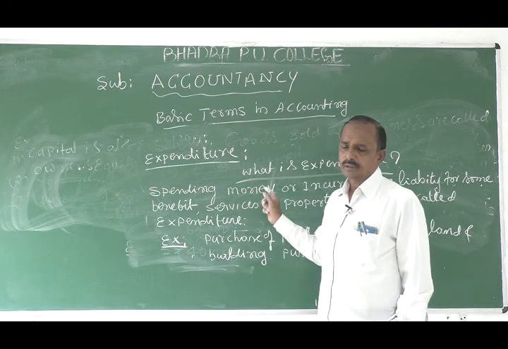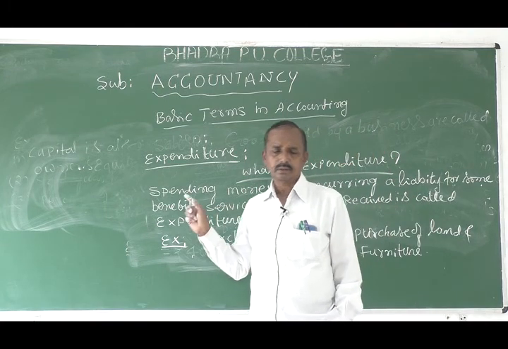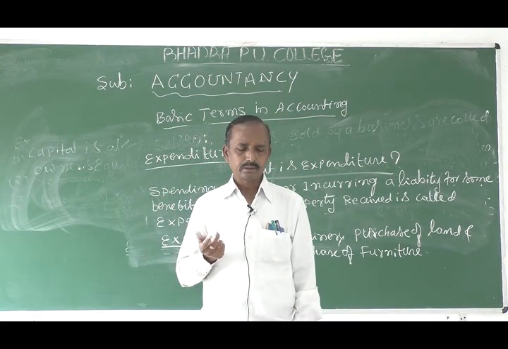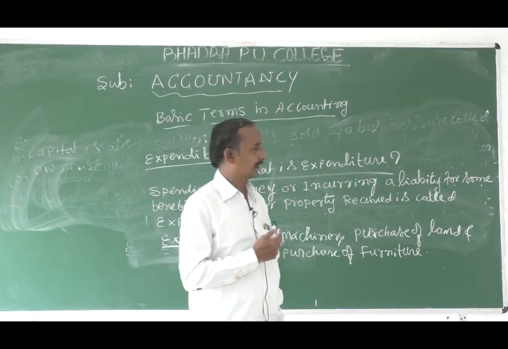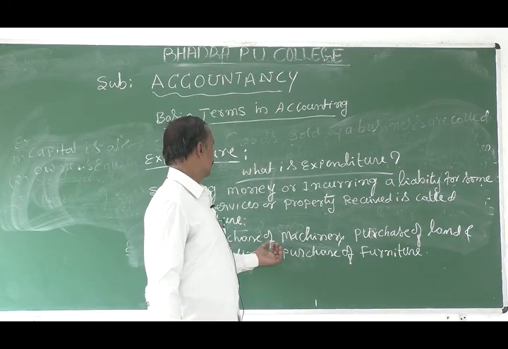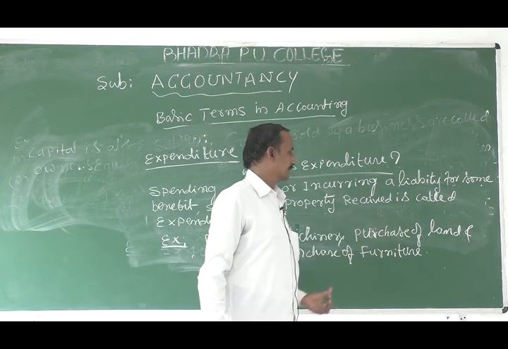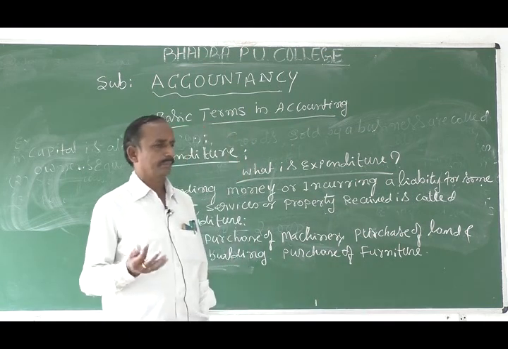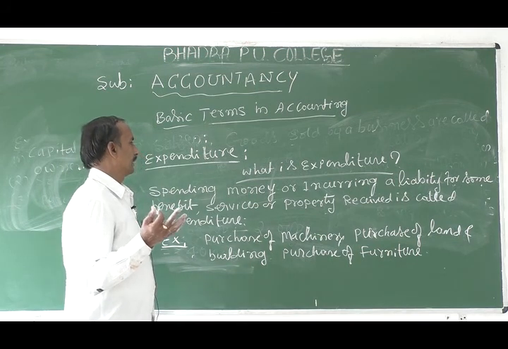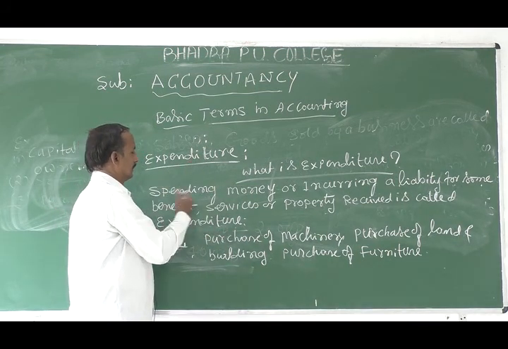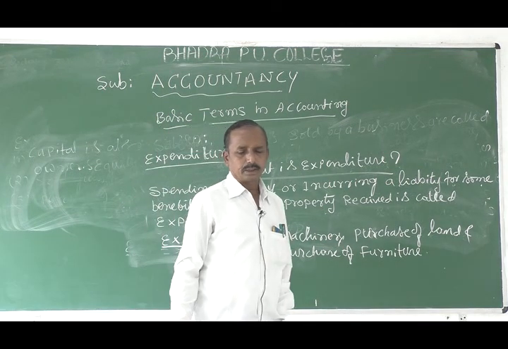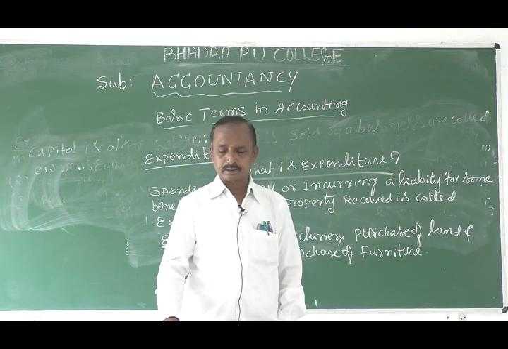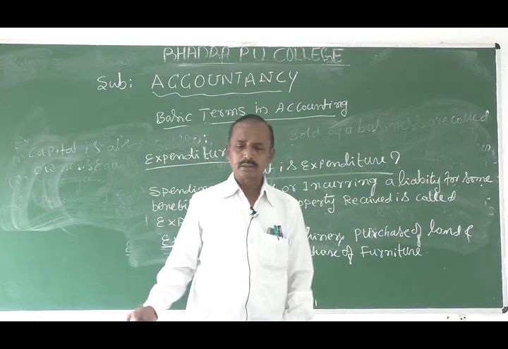Expenses. Next, if the benefit of expenditure lasts more than 1 year, it is called an asset. The purchase of machinery is an asset, purchase of land and building is also an asset, purchase of furniture is also an asset. Some expenses: salary, rent and commission paid, interest paid. These are called expenses. Next, what is profit?